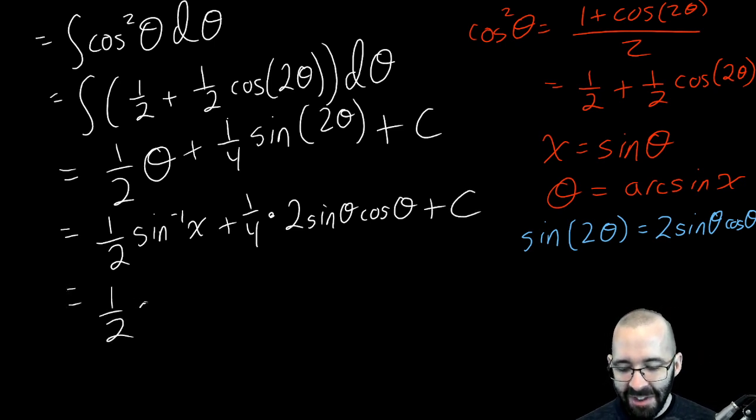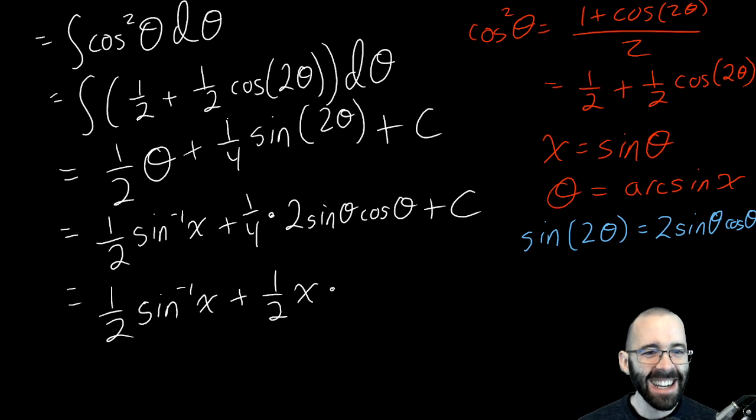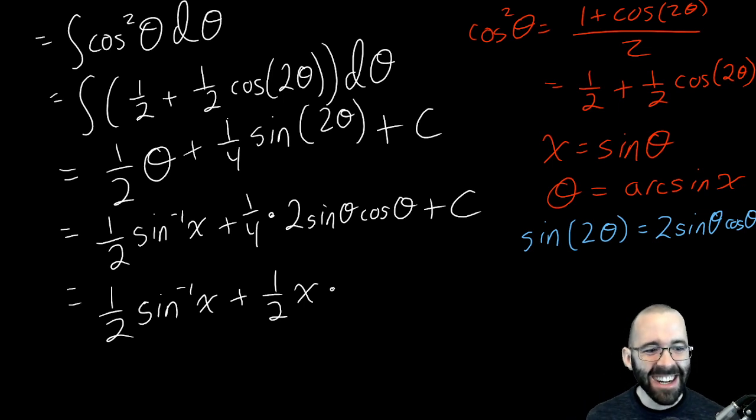So you have 1/2 arcsine or inverse sine, they're the same thing, plus 1/2 sine of theta, which is x, times cosine of theta. Well, what's cosine of theta? We don't know. It's the problem that keeps on giving.